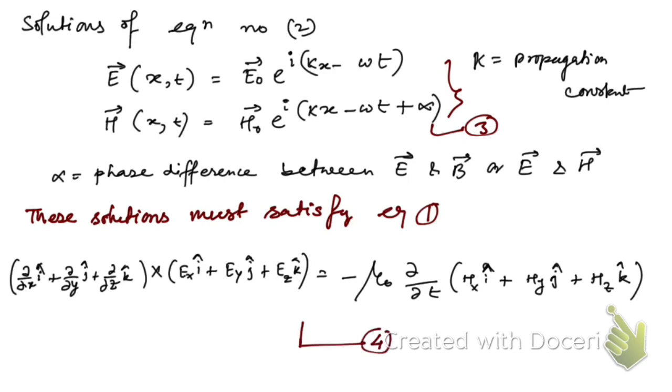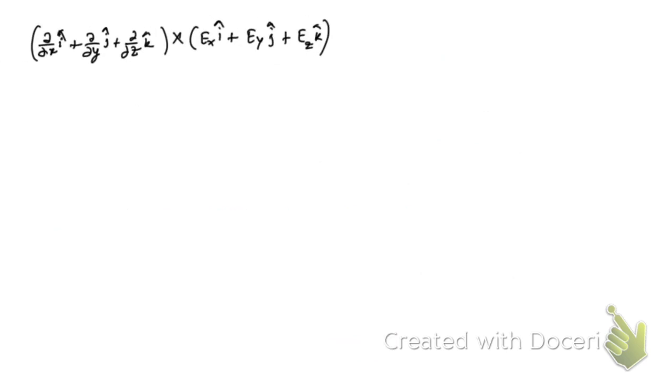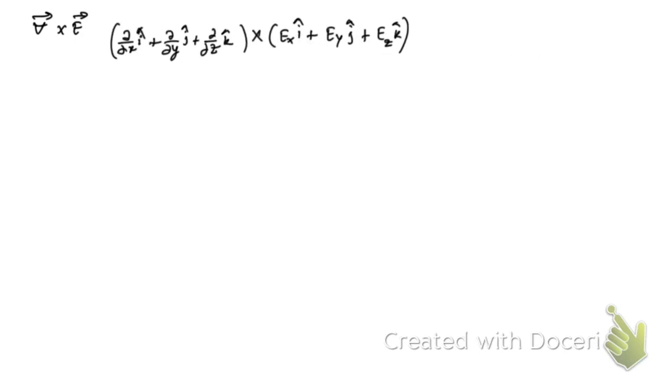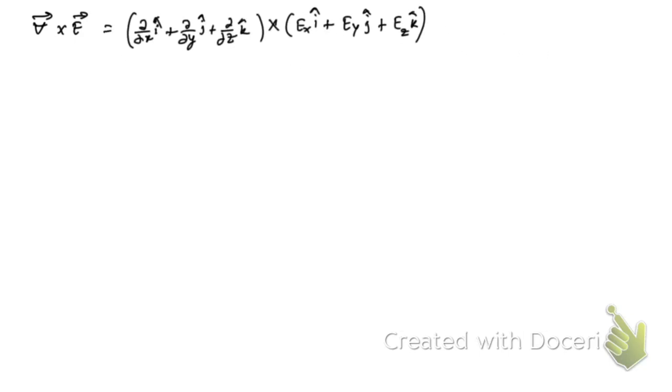Now let's evaluate this. So let me copy this left hand side, and let me take a new slide here. How to find the cross product of this? This is nothing but, not E cross, del cross E. This is nothing but del cross E, right? So this is what we have, del cross E. Okay, let's evaluate this del cross E.